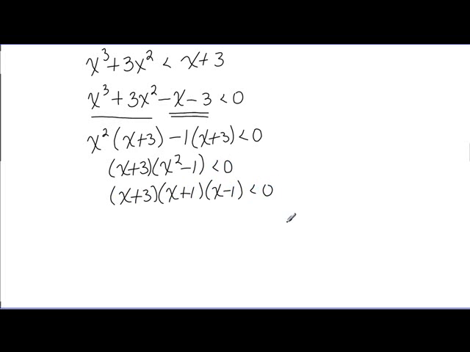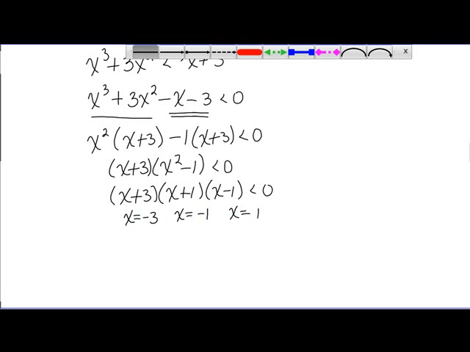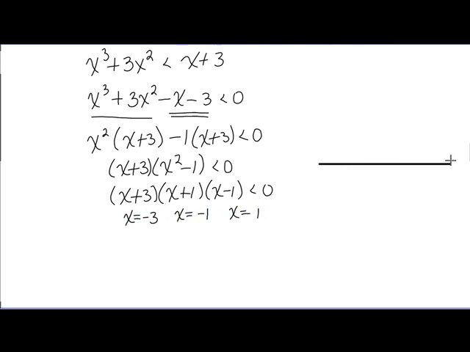Now bringing down the less than 0 on each line is a good idea. Now the split points that we're going to be looking at come from setting each of the factors equal to 0. So my split points are negative 3, negative 1, and positive 1. I'm going to put those split points on a number line. And I'm also going to go ahead and indicate on this number line that each of those values of x makes the inequality have a value of 0.